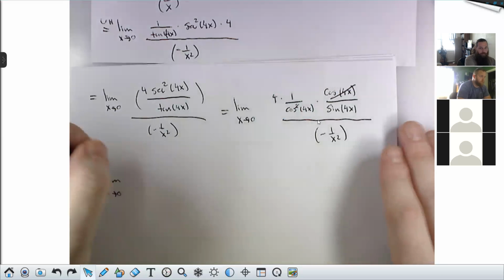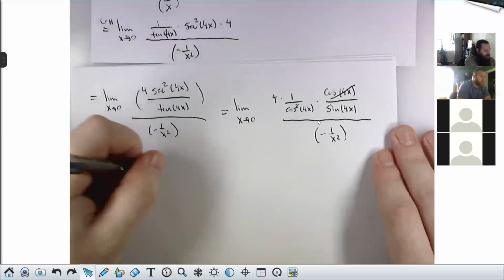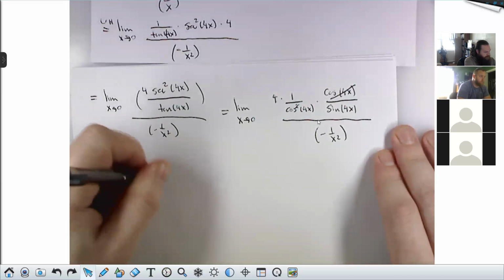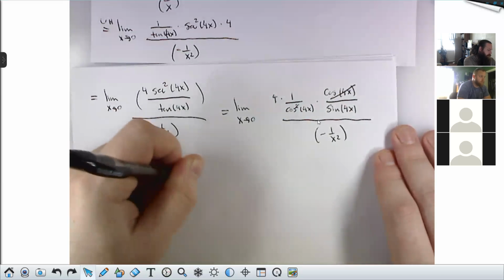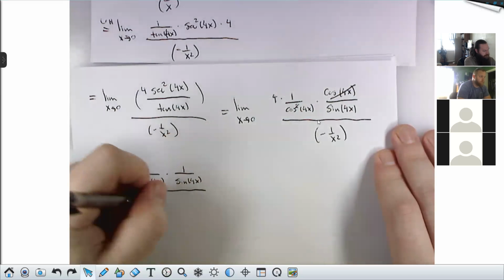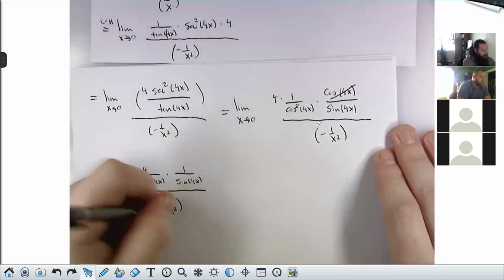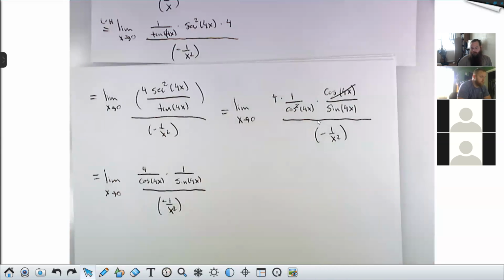So I end up with 4 over cos 4x times 1 over sine 4x, and all of this is being divided by -1/x². So basically, when you get to this stage, you want to clean everything up algebraically as much as possible. Do you see anything I can do with those pieces?